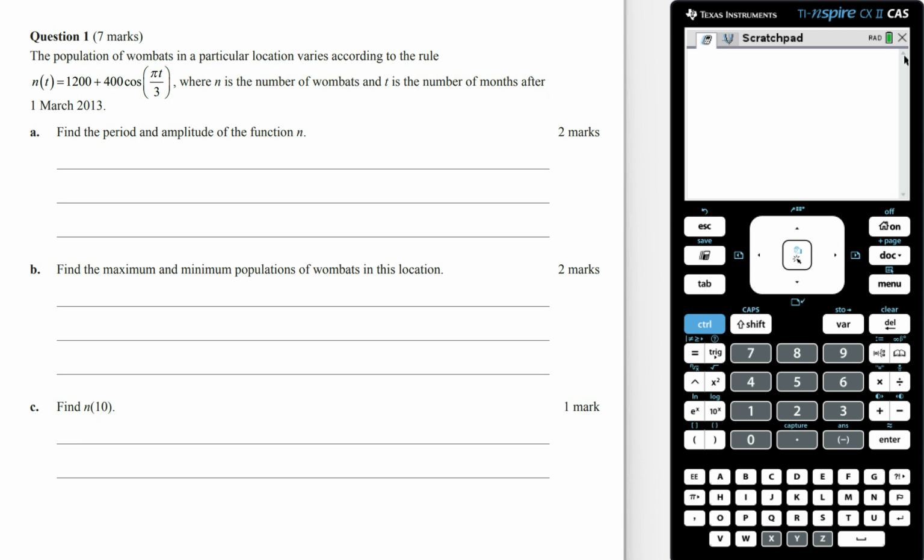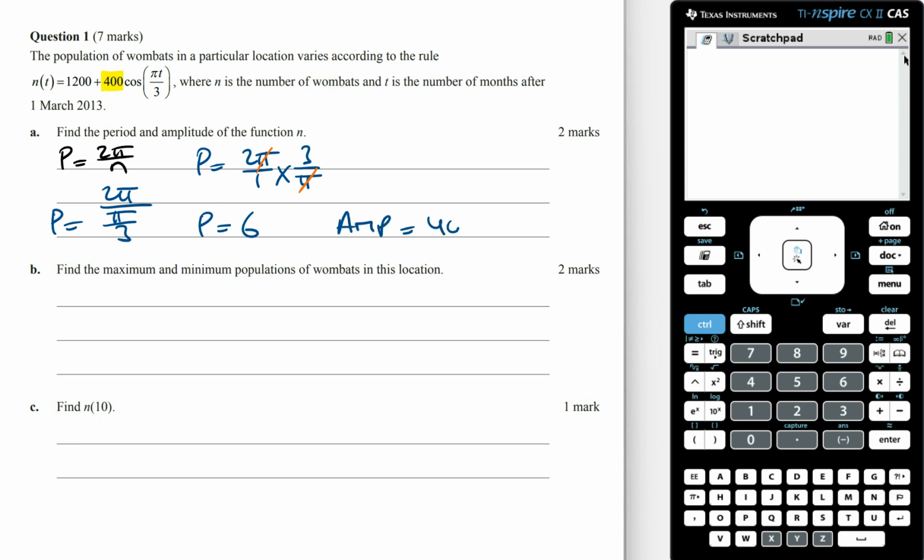The function n is a cos function, and so its period is going to be 2 pi on n, where n is the coefficient of the t term. And so the period is going to be 2 pi over pi on 3, which is going to be 2 pi over 1 times 3 on pi. The pi's will cancel out, and so the period is going to be 6. The amplitude is going to be the constant that's in front of the cos function, and this is 400. And so therefore, the amplitude is going to be 400.